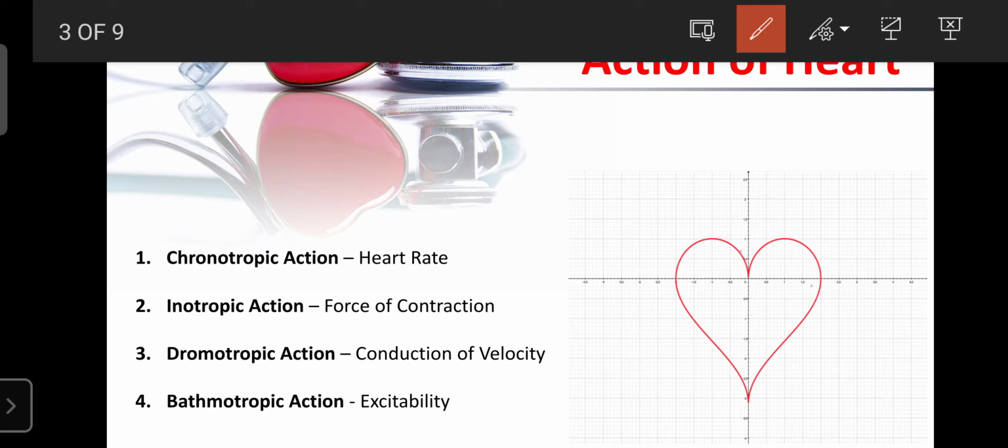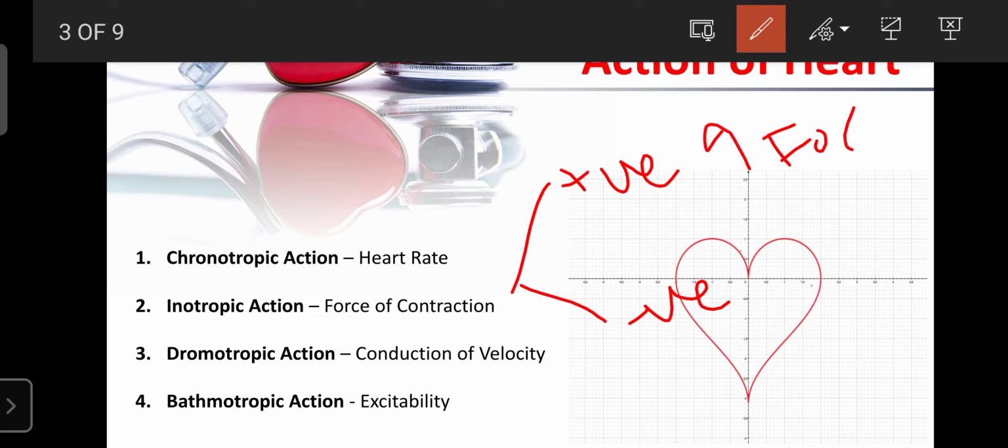Once again, the inotropic actions are of two types: the positive inotropic action and the negative inotropic action. Positive means they enhance or increase the force of contraction, which is required to create pressure on the blood. So in the case of low BP or hypotension, we use drugs that show positive inotropic actions.